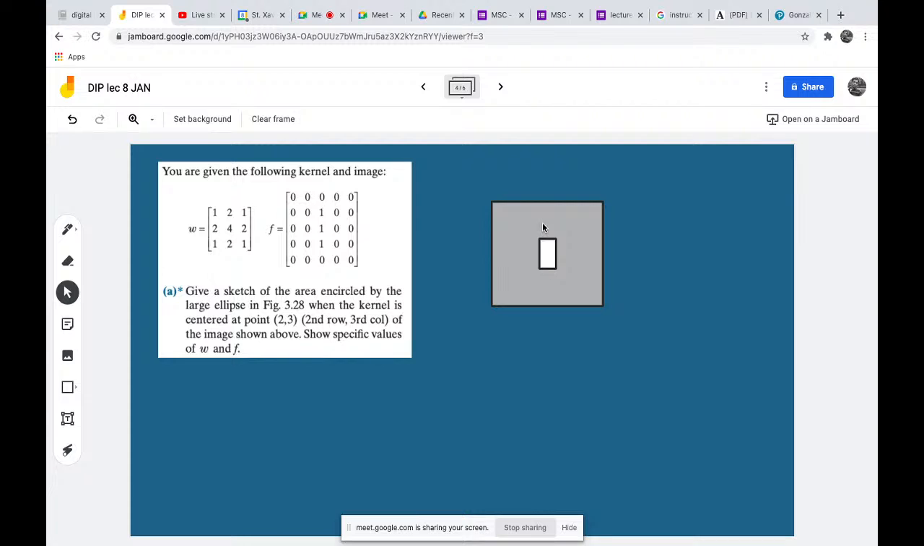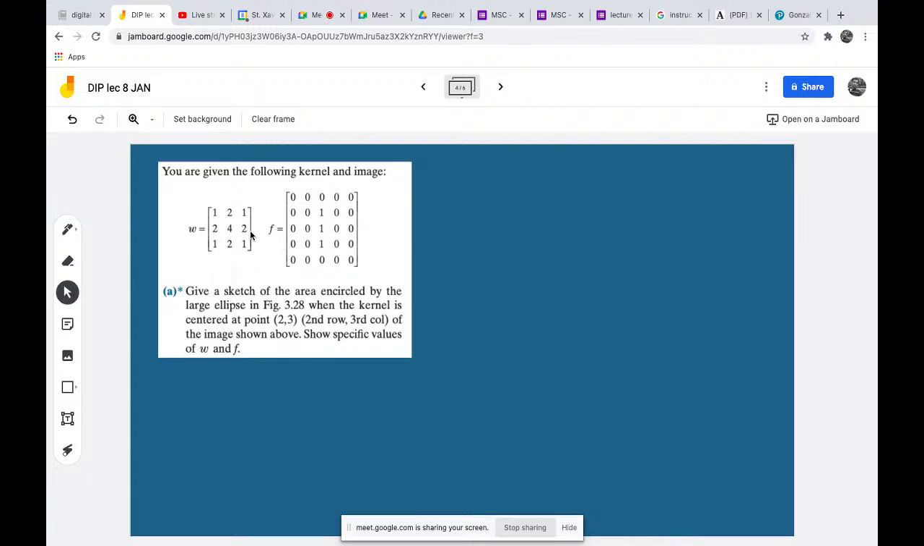So that kind of image is given to us, and we have to be given a window also, a kernel, using which we can give a sketch of the area encircled by the large ellipse. So that ellipse is there. If you look at the lecture videos or the book, they have drawn everything in an ellipse. But how do we do this?